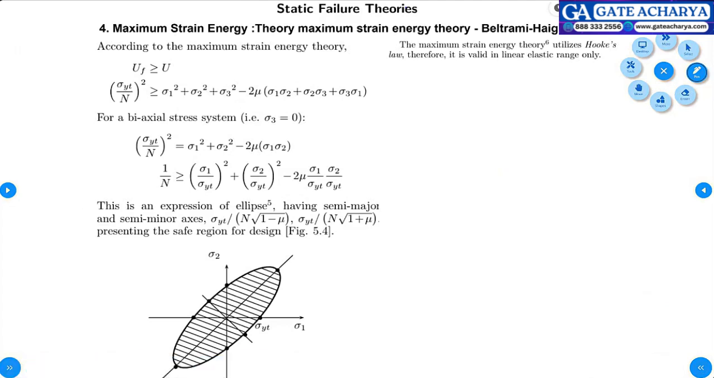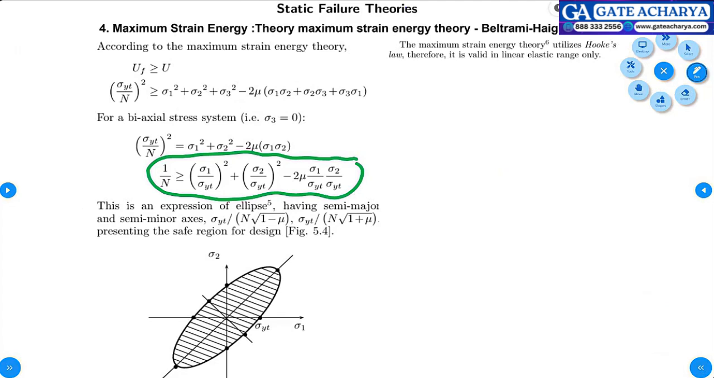Right, so you take a biaxial system. Under the biaxial system, when the strain energy at a particular point reaches this value, you say that failure is going to happen. So the design space is elliptical in nature.